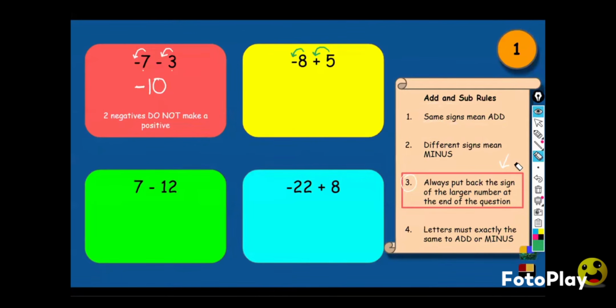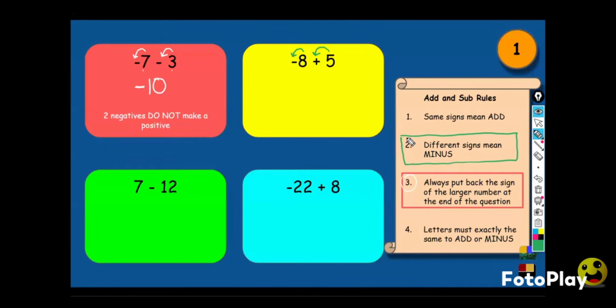Quick question. Are the signs the same right now? No. A minus and a plus. When you're adding and subtracting, different signs mean to do what? Minus. And the signs are clearly different. One is a minus and one is a positive. So we follow rule number 2. So it's telling us to minus the numbers.